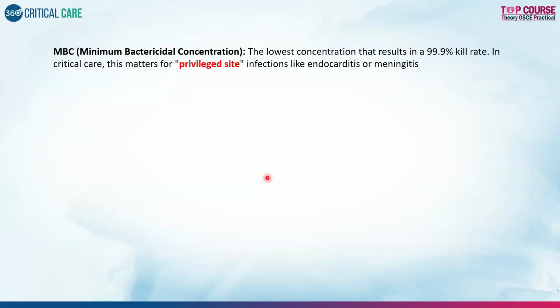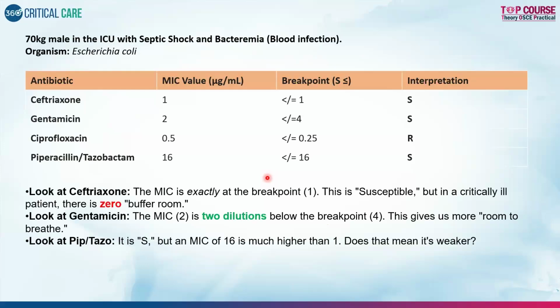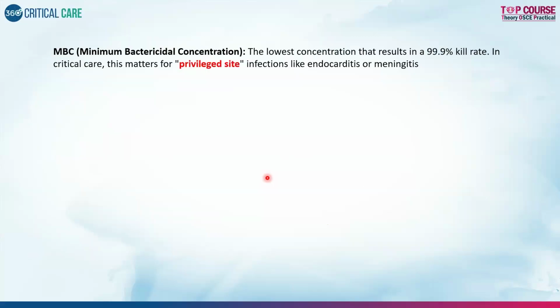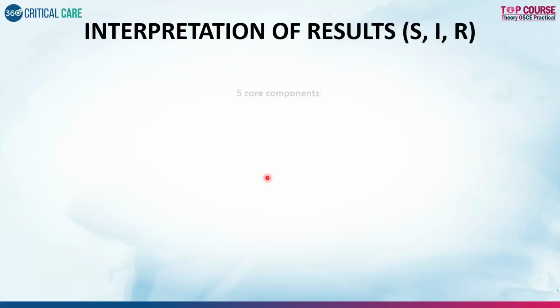Okay. So what is minimum bactericidal concentration? See, 3 definitions they will ask you: MIC, breakpoint, and MBC. So what is MBC? It's the lowest concentration that results in 99.9% kill rate in a patient who is in the ICU, especially with patients having privileged site infections like endocarditis or meningitis. So remember, it is the lowest concentration which causes 99.9% of kill rate in the target site, be it endocarditis or meningitis. That is what MBC is.